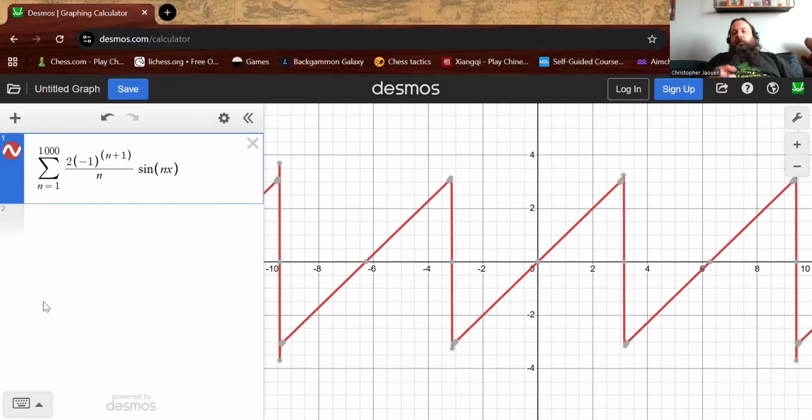This is called a sawtooth function for hopefully obvious reasons. It kind of looks like a saw blade. So that's what the Fourier series looks like if you graph the partial sums anyway. The actual Fourier series, like I said, if you graphed it, would look like that.